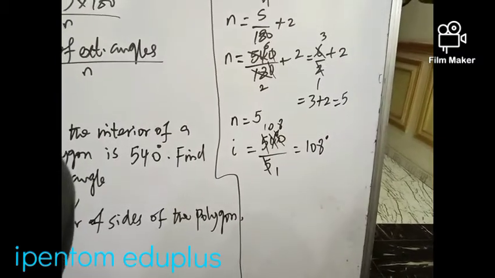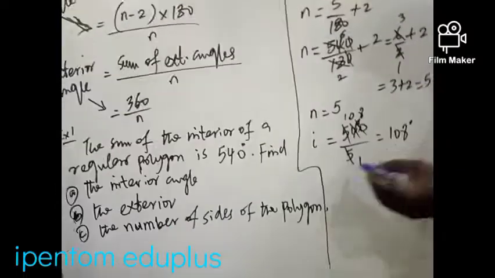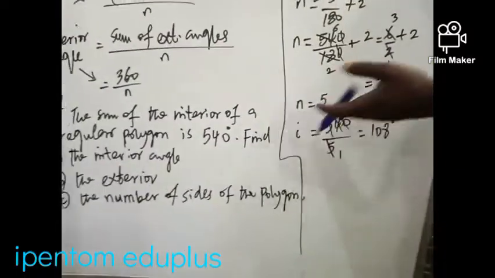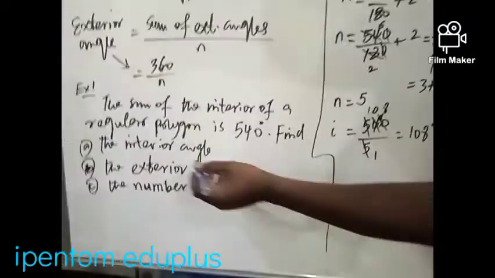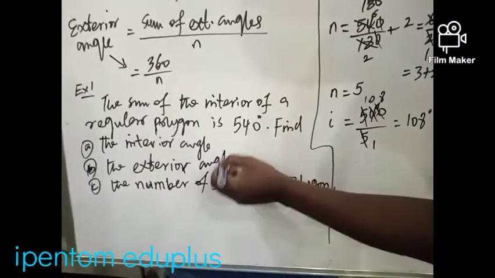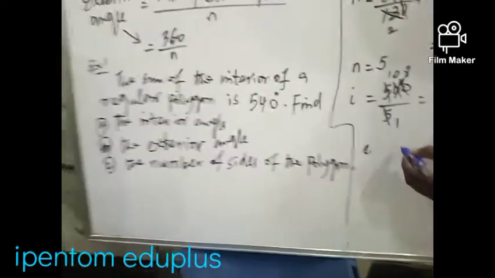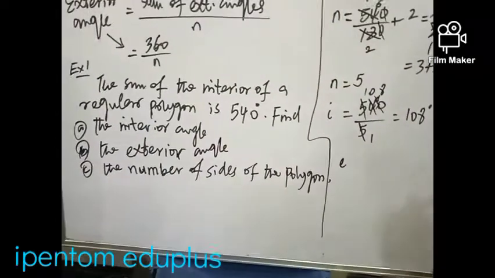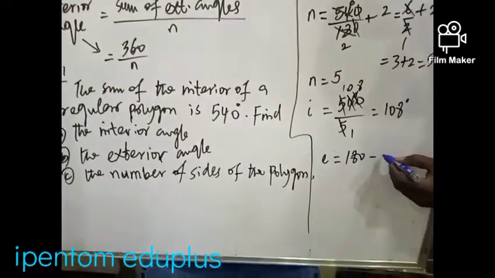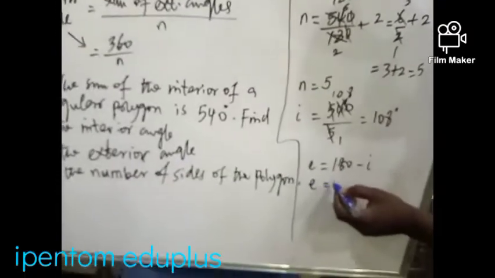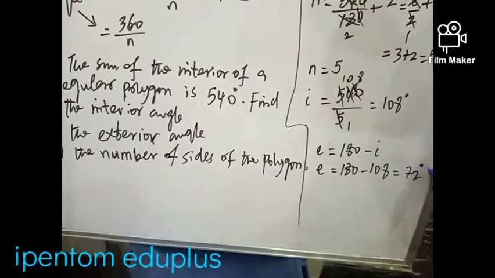Then the last question says the number of sides of the polygon, and that's what I've calculated here. But if you look at the second question, it says we should find the exterior angle. If you are looking for the exterior angle, that is E, don't forget that I said I plus E is equal to 180, using sum of angles on a straight line. That means E will be equal to 180 minus I, and E will be equal to 180 minus 108, and that will give me 72 degrees.